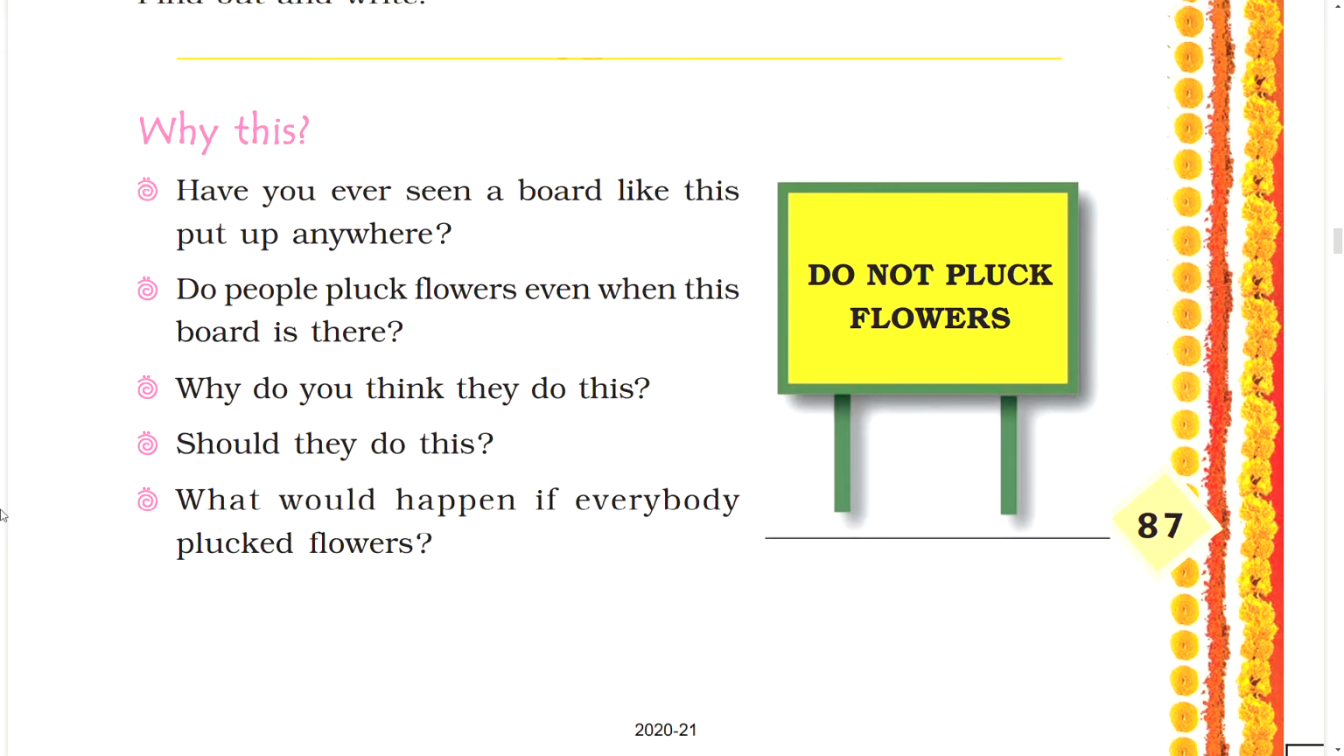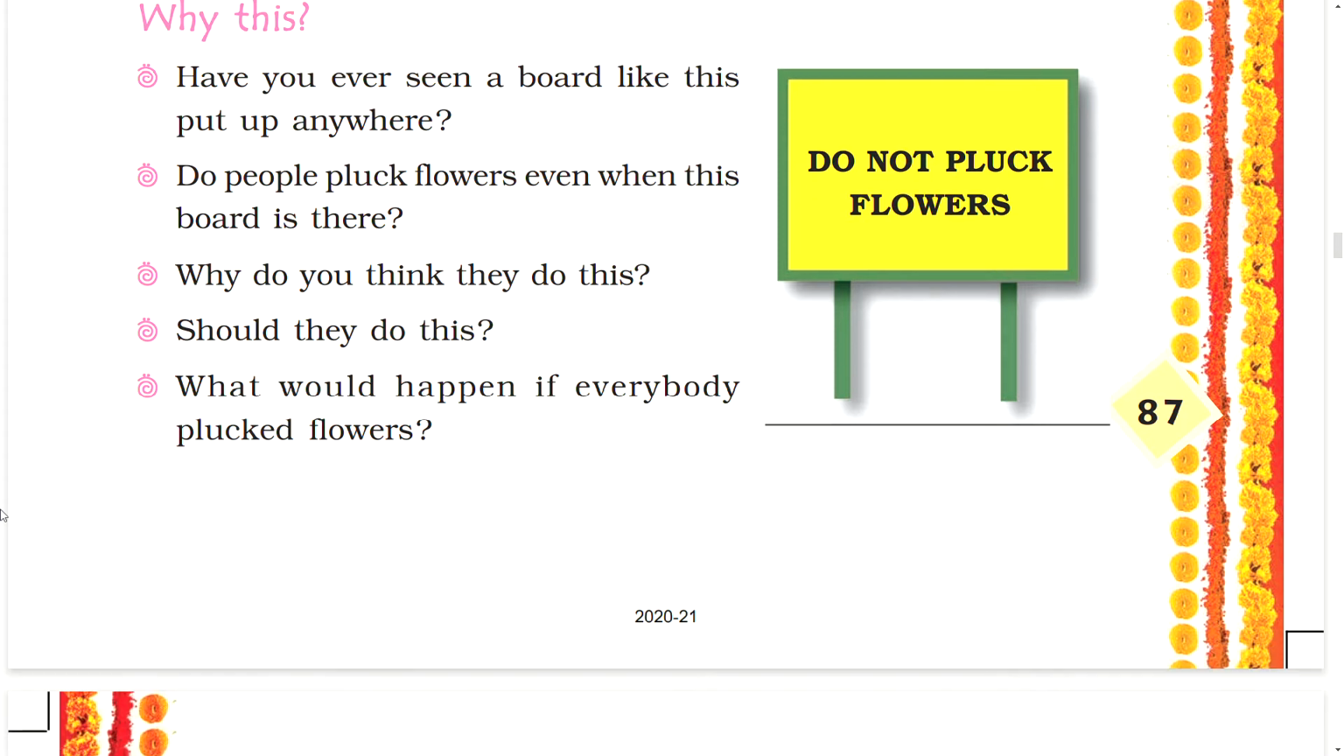Why this? Have you ever seen a board like this put up anywhere? Do people pluck flowers even when this board is there? Why do we think they do this? Should they do this? What would happen if everybody plucked flowers? Do not pluck flowers. Comment this.